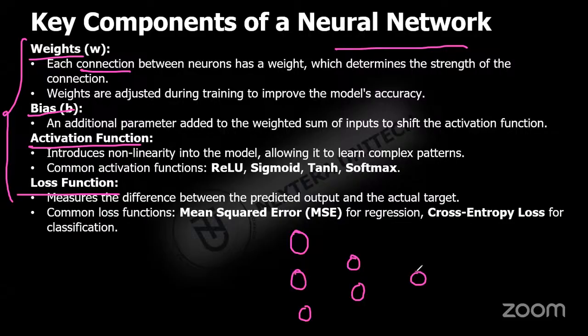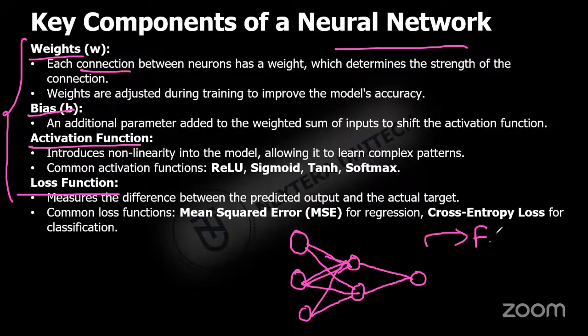So I assume this is my neural network, and I'm trying to draw a fully connected network, guys. A fully connected network is a network in which all the neurons from the previous layer get connected to the next layer. This is a fully connected neural network. See, every neuron present in the previous layer got connected to every neuron present in the next layer.